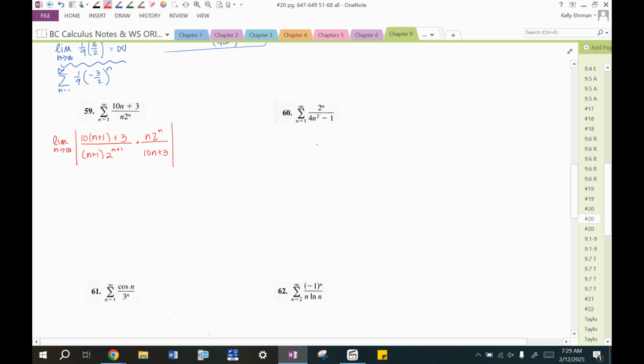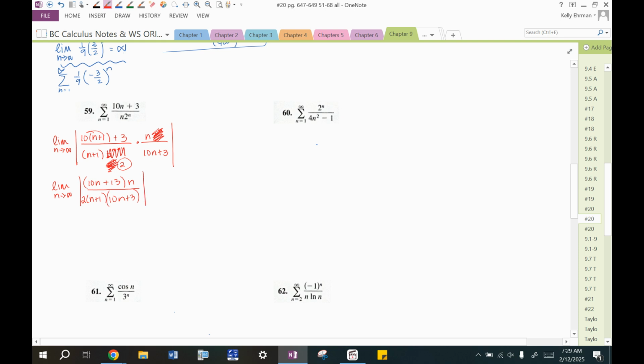So there's not a ton of stuff that cancels, but 2 to the n plus 1 is 2 to the n times 2. So this 2 to the n will cancel with this 2 to the n. So there is still a 2 left. And then I can't really cancel anything else because I don't have the exact same terms. So let's just look at a cleaner version of what we have. I'm going to distribute here and combine a bit. So this is 10n plus 10 plus 3, so plus 13, times n. Don't forget about that little n up there. Down here we have n plus 1 times 2 times 10n plus 3.